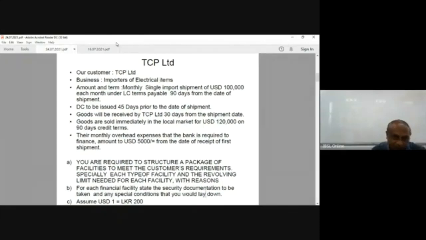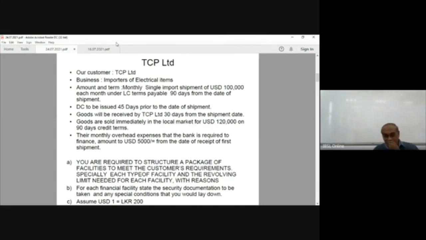90 days. There are monthly overhead expenses that the bank is required to finance, amounting to $5,000 from the date of receipt of first shipment. You are required to structure a package of facilities to meet the customer's requirement, especially each type of facility and the revolving limit needed for each facility with reasons.